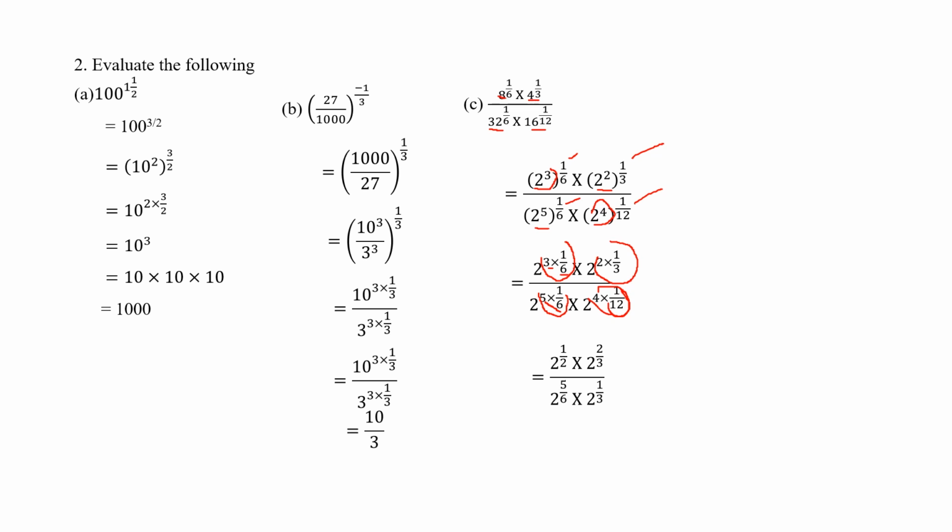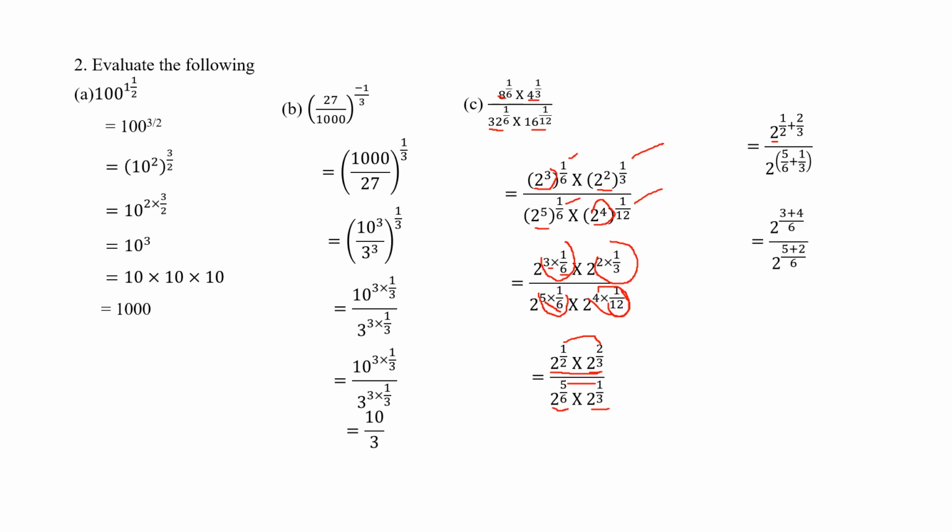So we are having 2 power half, 2 power 2 all over 3, 2 power 5 all over 6, 2 power a third. Now in the numerator, we write one base, then we add these powers there. The same applies in the denominator. We write one base, then we add the powers there. So we are having the 2 power the addition of the powers, and the same applies in the denominator.